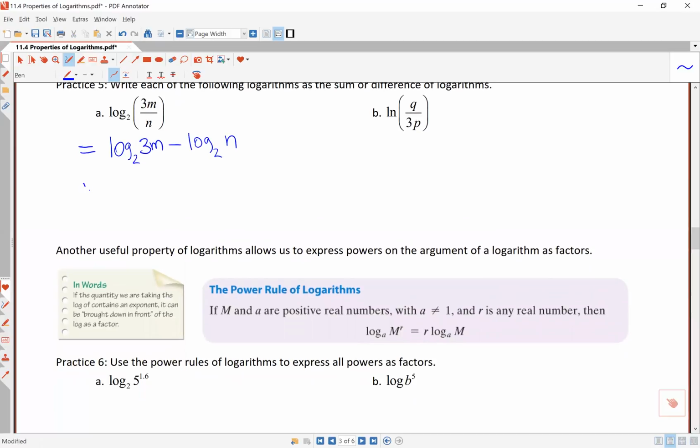Now the log of the product, log base 2 of 3m, becomes log base 2 of 3 plus the log base 2 of m. That's the log of a product, which gives us the sum of the 2 logs, minus log base 2 of n.